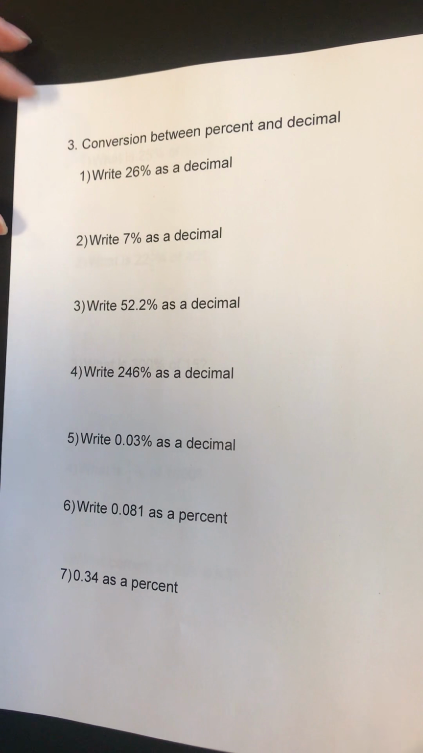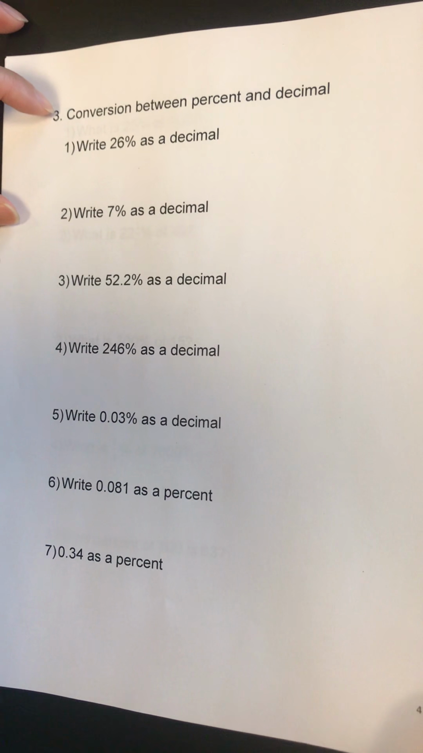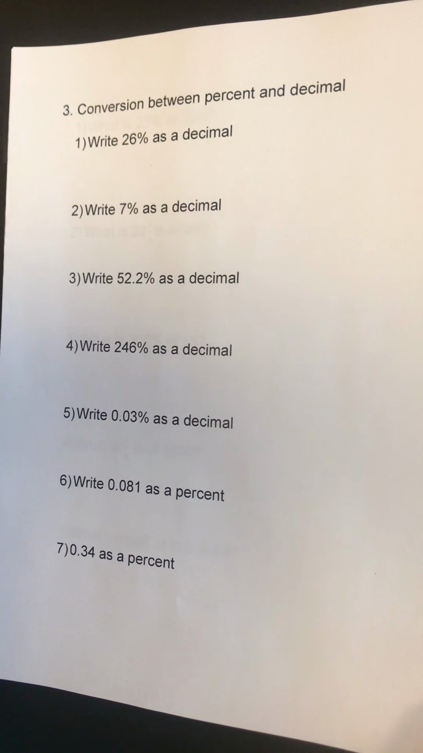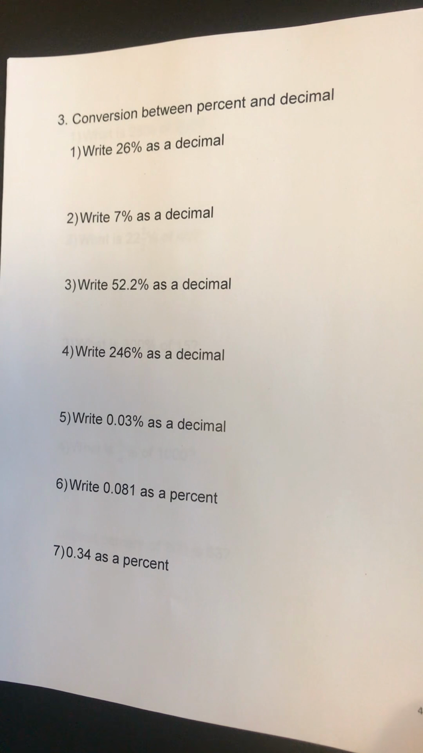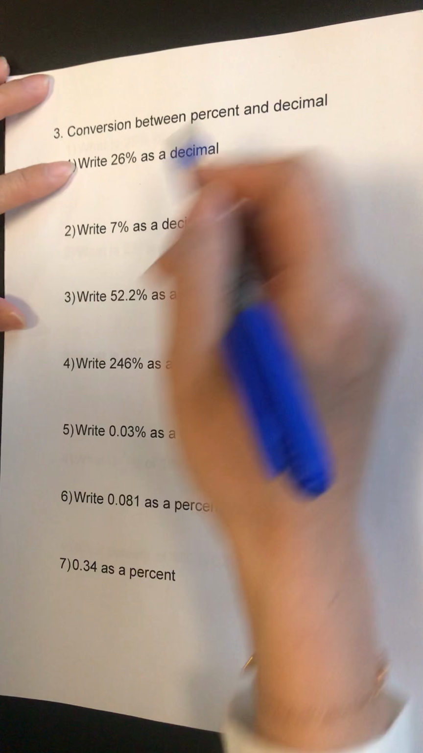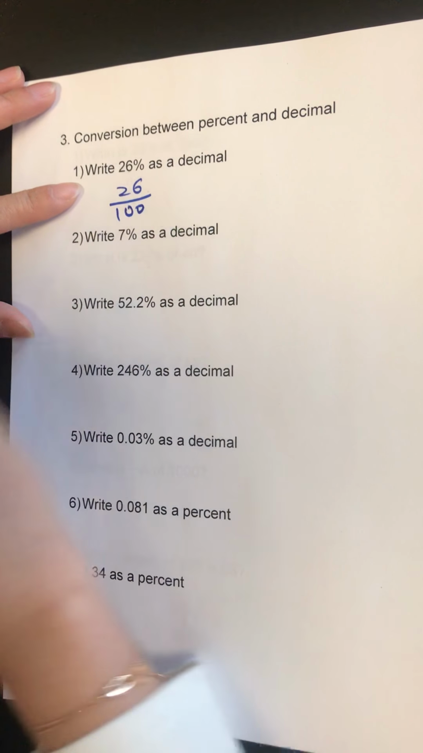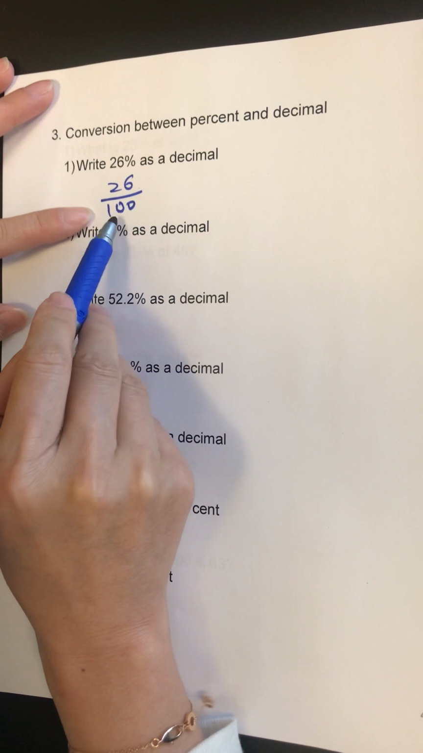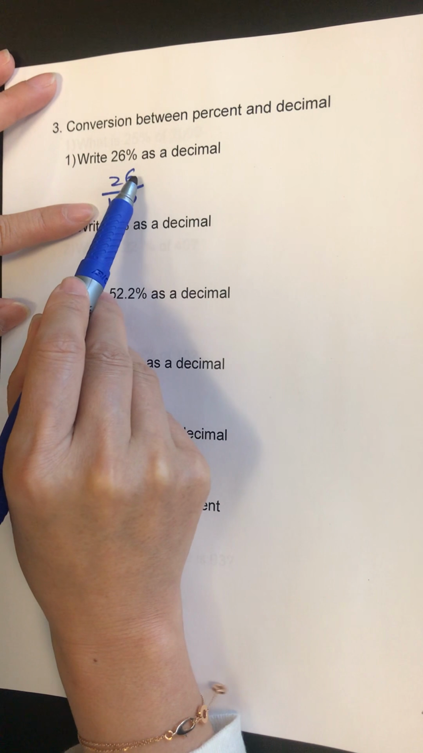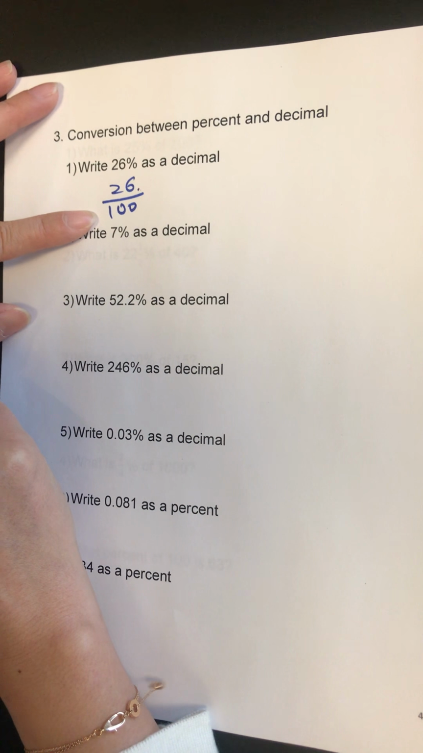Number 3, we want to look at the conversion between percent and decimal. So first one, we want to rewrite the 26% as a decimal. So 26%, as we said, by definition, is 26 divided by 100. So 26 divided by 100, the decimal place of the 26 is at the end.